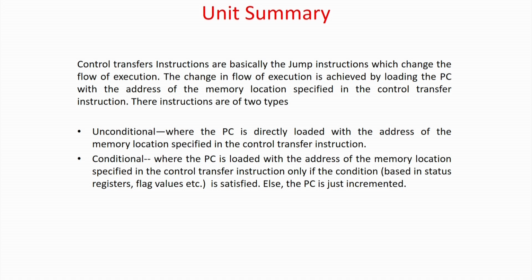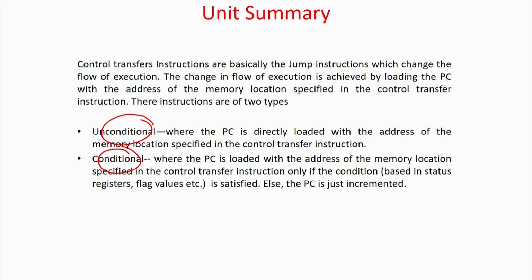As we already know, control transfer instructions are of two types, unconditional and conditional, as shown in the flow in the slide. So, what is an unconditional jump instruction? It is very simple: jump, go to that memory location where the corresponding instruction is. Maybe you call a function. That is an unconditional jump.